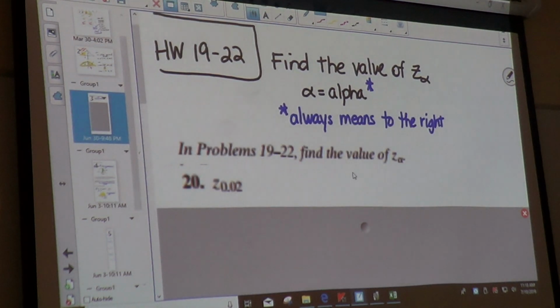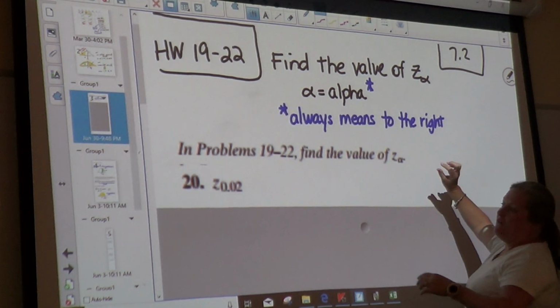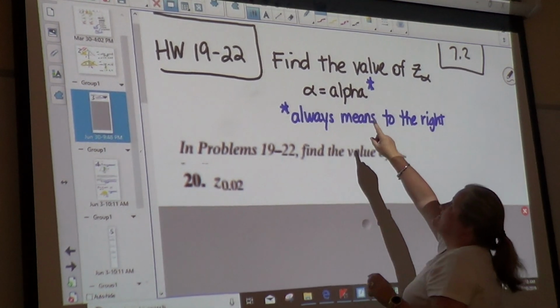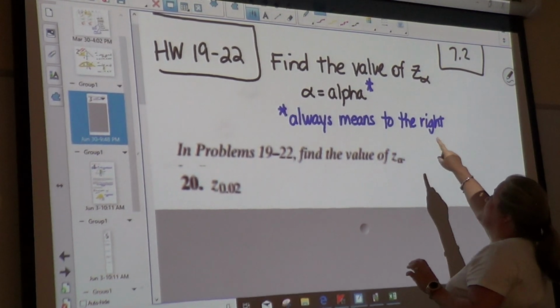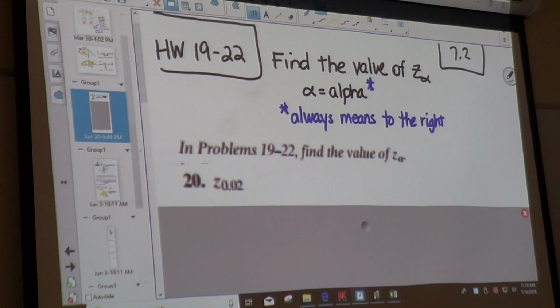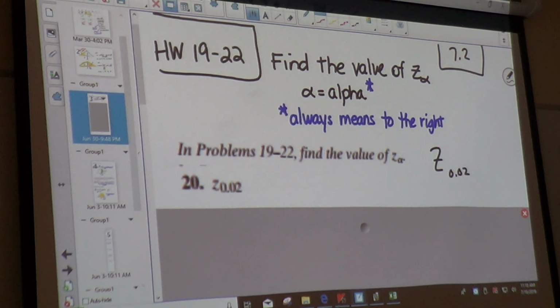Now, this is still 7.2. Let me put that up here. We're still doing 7.2. They do a different little terminology, but it means the same thing. We are doing Z sub alpha. You can kind of see how it's written. It's Z with a sub, 0.02. And this is telling you that the value of alpha means the shade to the right. So Z sub alpha is, let me write it for you. It's still 7 point. Am I in 2 or 1? I'm in 2. 7.2, section 7.2.